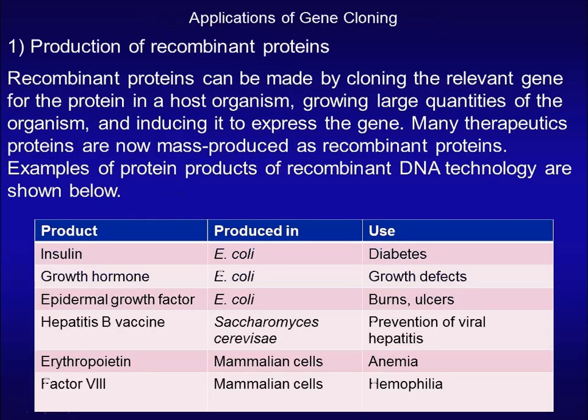For example, several recombinant therapeutic proteins have been produced using E. coli as hosts. These include insulin, growth hormone, and epidermal growth factor. This is insulin.